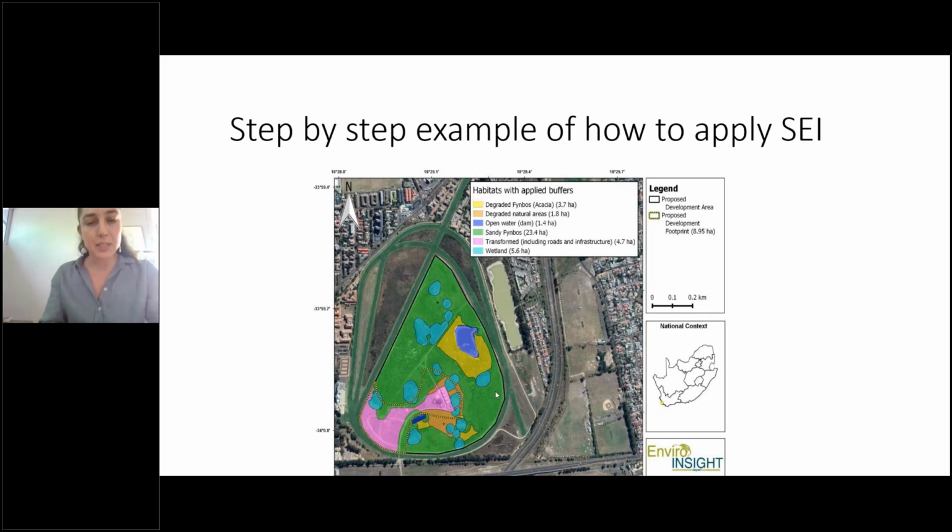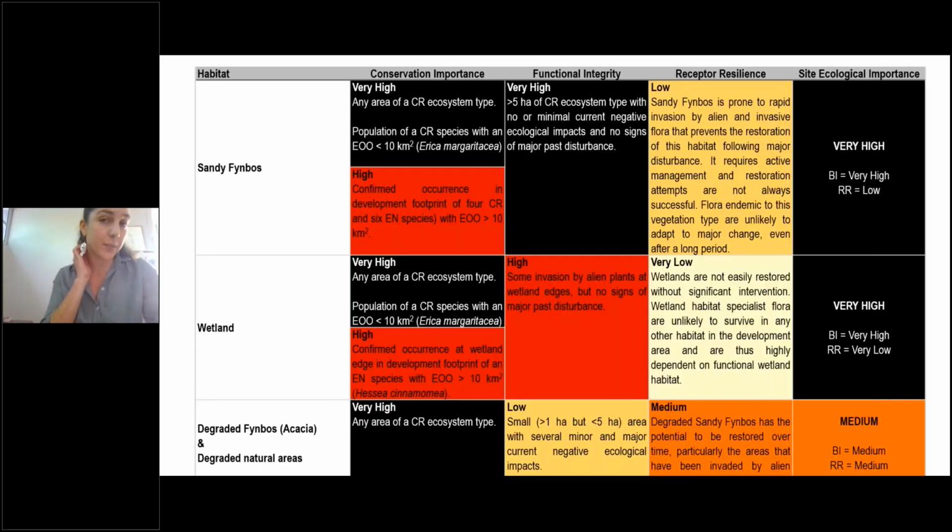So the different specific habitats are mapped, but you also include, so it's a habitat for those species. So if you're the amphibian expert, you're mapping the habitats for the amphibians. If you're the plants, you're mapping the habitats for the plants, and you're including the buffers as mentioned earlier. Okay, and then you're applying the different elements of the site ecological importance. So that's the conservation importance, the functional integrity, the receptor resilience, and then you're coming out with an overall site ecological importance. And so you do that for each particular habitat.